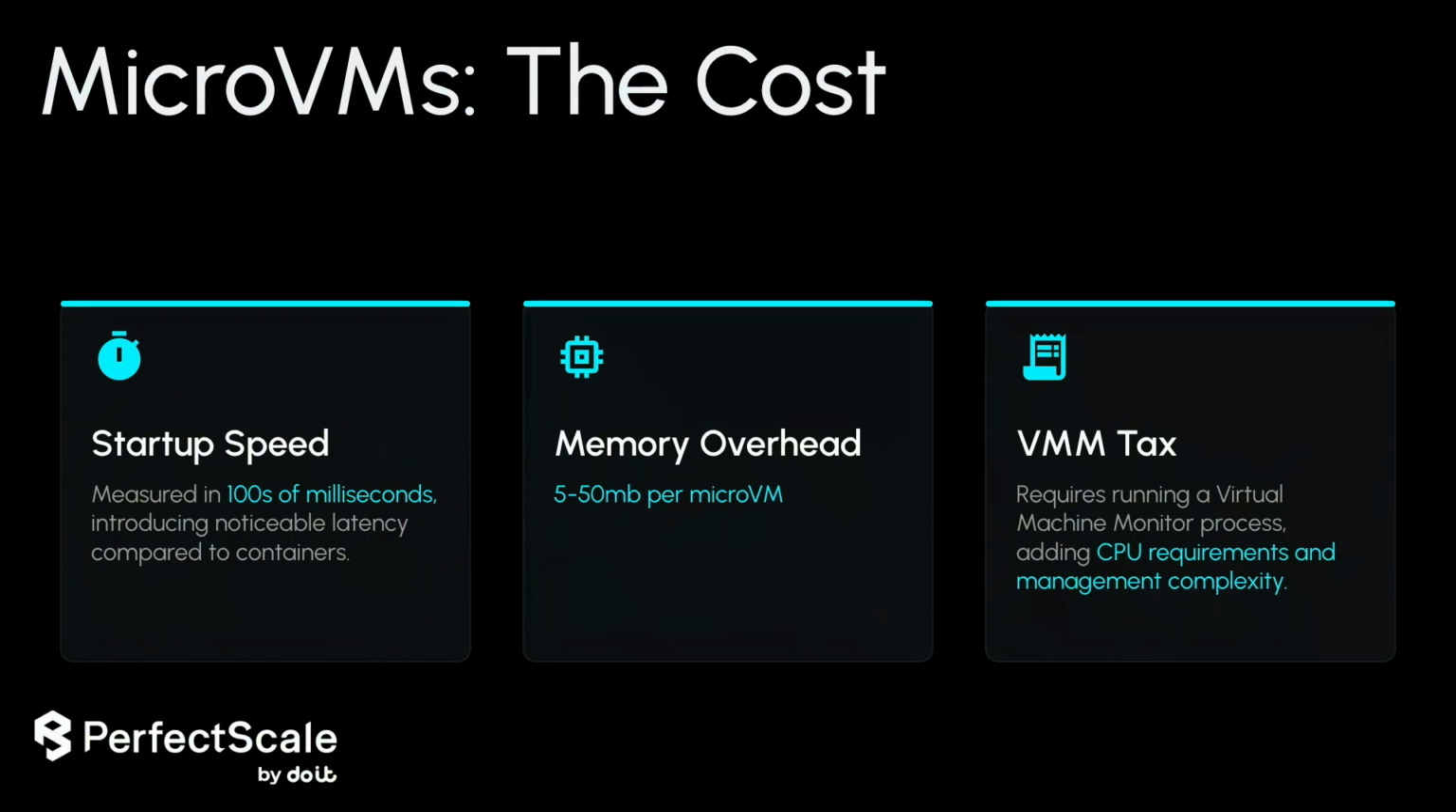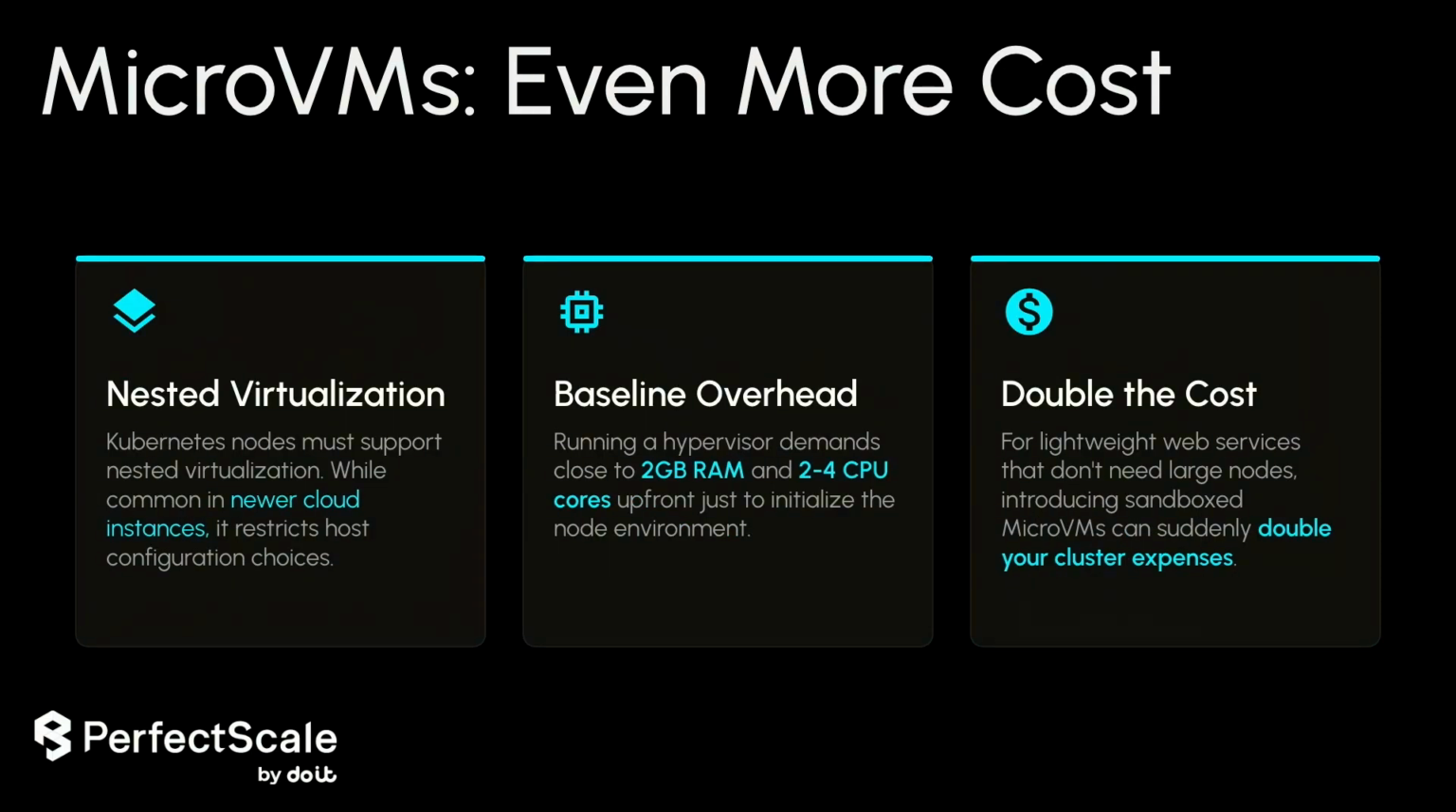And for us cloud native folks, there is more cost. You cannot use all available cloud instances for this because they need to support nested virtualization. The good news is the newer generation instances, most of them, already support nested virtualization out of the box, but there is still an overhead. So you cannot use the smaller instances because running a VMM requires close to 2 gigabytes of RAM and 4 cores of CPU. That's just for starters, before you started running any containers, any pods on that. Which means that for more lightweight workloads, your cluster can suddenly start costing twice as much.